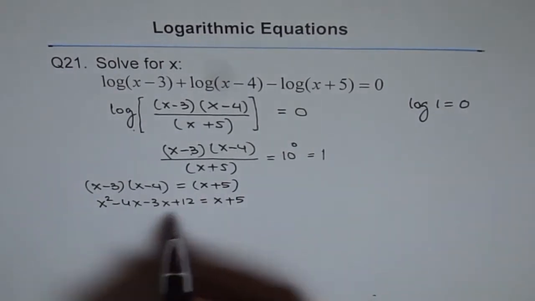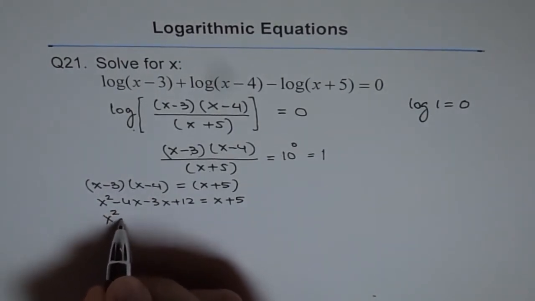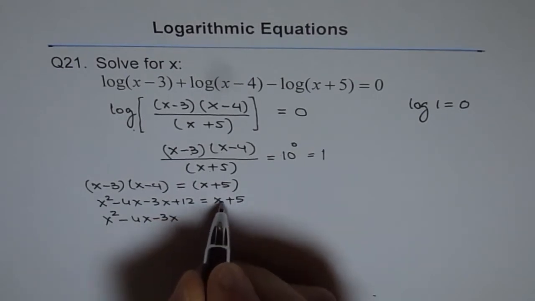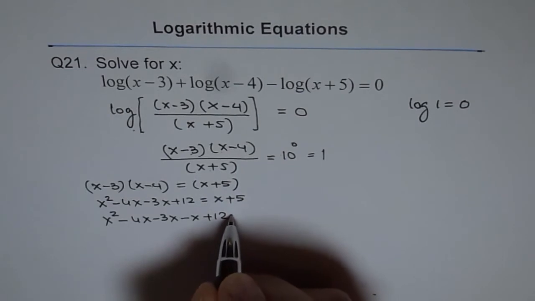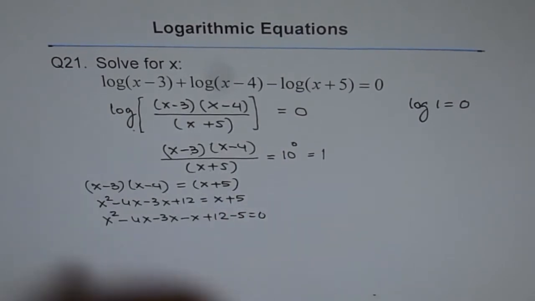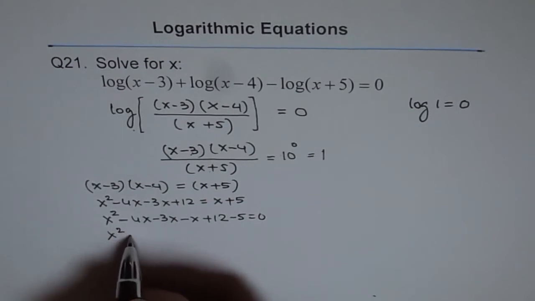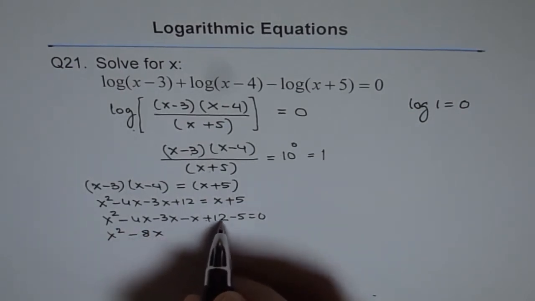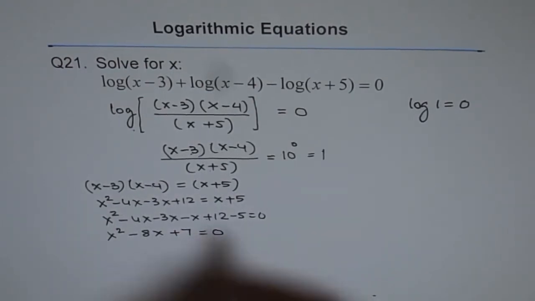Now we can bring the terms together and combine them. So we get x squared, I'll bring this x combined with these x's, and then I have 12 minus 5 equals 0, correct? Let's combine all these terms and we get x squared minus 8x, and 12 minus 5 is plus 7, equals 0.